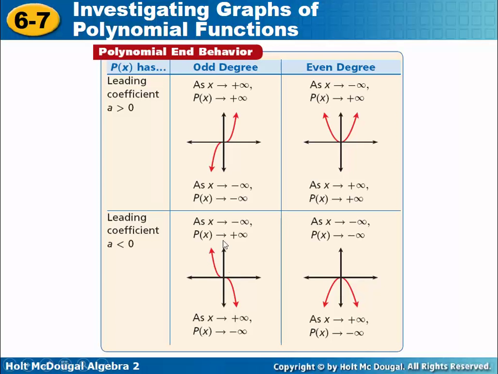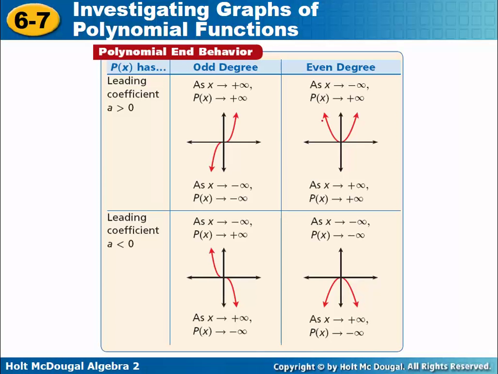Then what happens as x approaches negative infinity, your y value, your p of x, is increasing, and as x increases, goes to positive infinity, your p of x decreases, so it goes to negative infinity. And here's our other possibility. As x approaches negative infinity, to the left here, p of x is going to negative infinity, and that's when you have an even degree, like 2, 4, 6, like a quadratic. And as x approaches positive infinity, then p of x is also going to negative infinity.